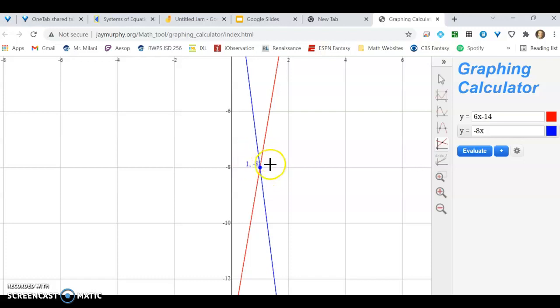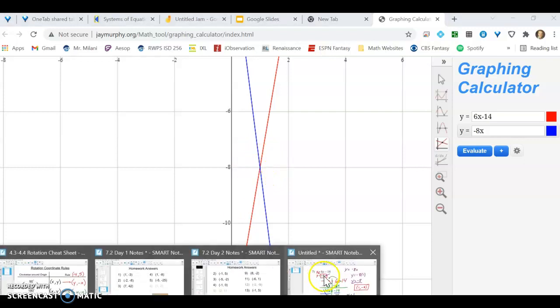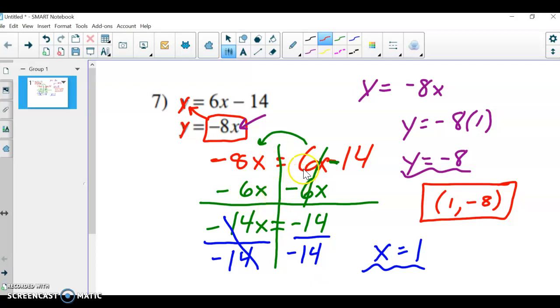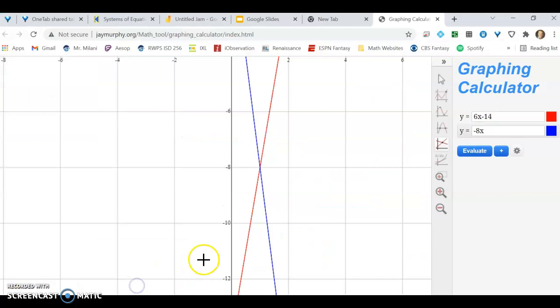So once you have shown all your work, like we did here, you're going to show your work on your worksheet. You're going to get your final answer. Then you can head over to the graphing calculator and check it to make sure that that actually is where the lines intersect. Let me know if you have any questions while we're going through this today.